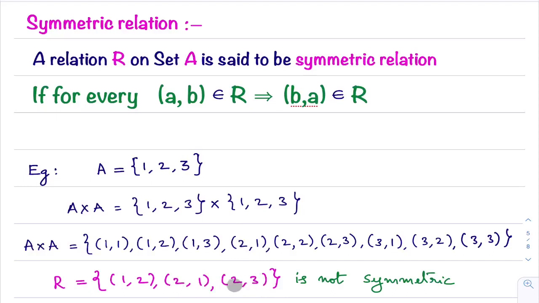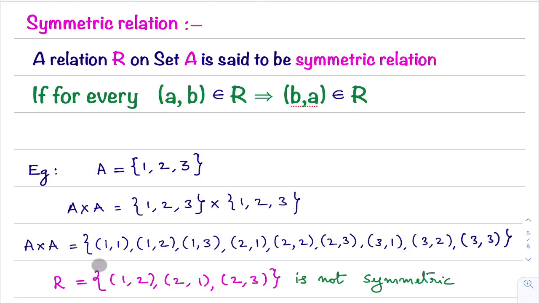Ordered pair (2,3), it is there in A cross A. Yes, it is there. First of all, it is a subset of A cross A. If this is a subset of A cross A, then R is called a relation from A to A. Simply we say R is a relation on A. Yes, R is a relation on A.